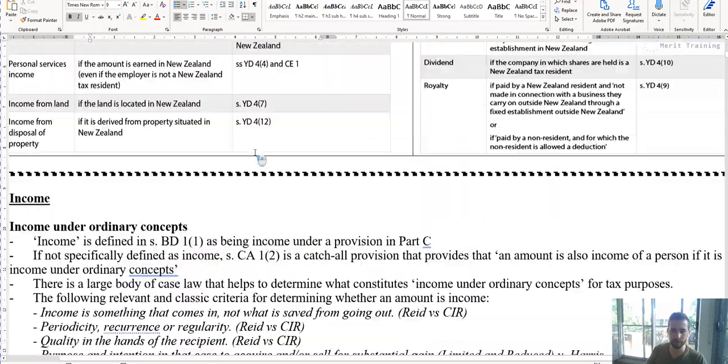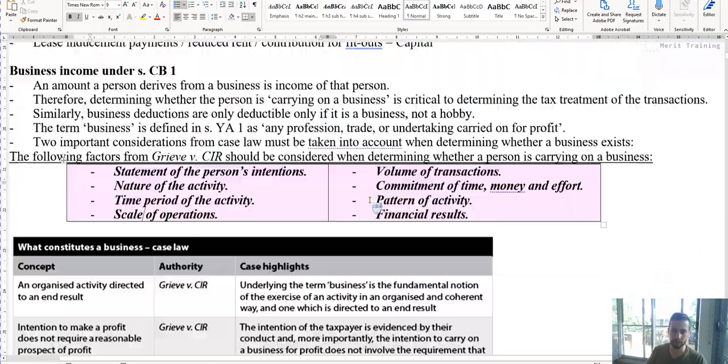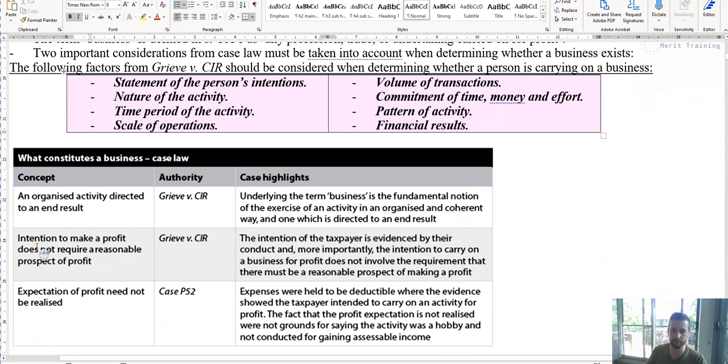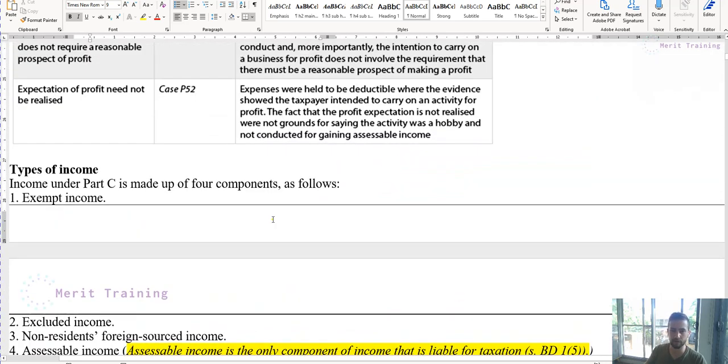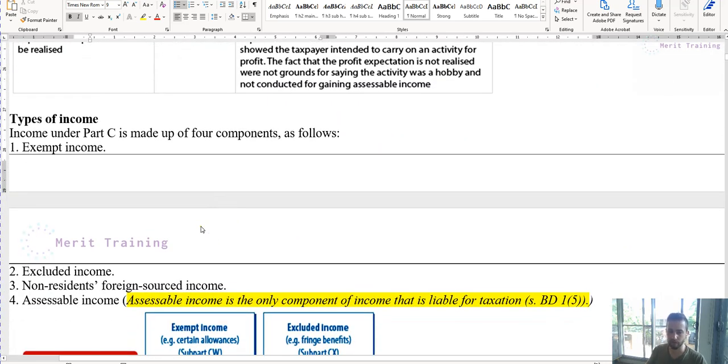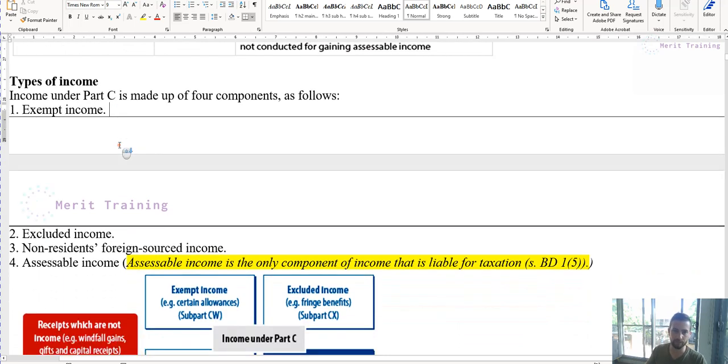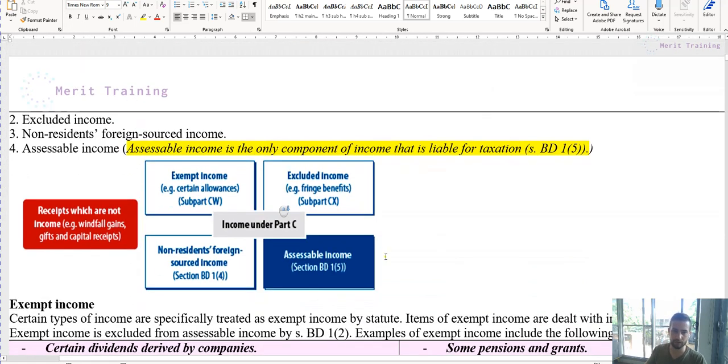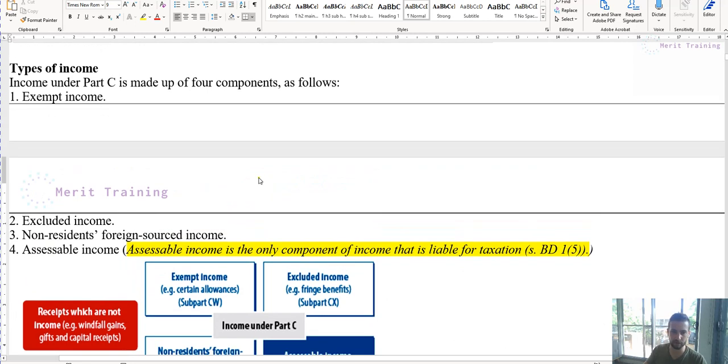Okay, so let's talk about types of income now. So we know what income is. We know if it's derived by a business, it's income. We know the distinction between capital and income. Now that we know it's income, what are the different types of income? So there are 4 types in this diagram over here, and obviously receipts which are not income, which are outside this. That includes capital receipts, which is what we distinguished above, but also windfall gains and gifts. They're not income, right? So you might receive that cash, but you're not assessed on that as income. They're just cash disbursements to you, basically, no tax implication.